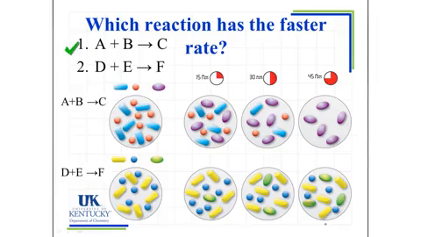Well, if you said that number one was faster, you'd be correct. What we need to do is watch a reactant or a product as time goes by in those two reactions, and we will see that we are using up the reactant A, which was blue, more rapidly than the reactant D, which is yellow, is disappearing. Therefore, A has a faster rate of speed.